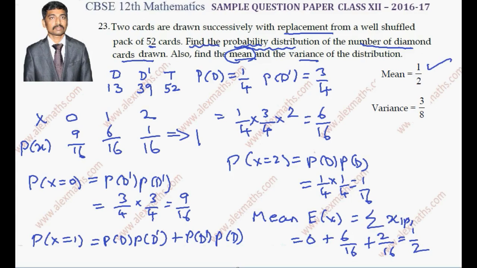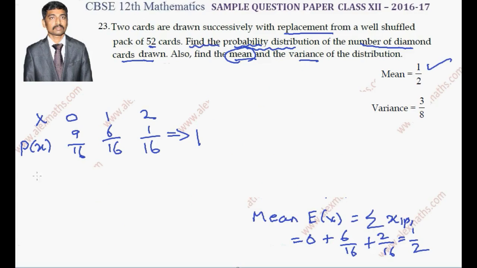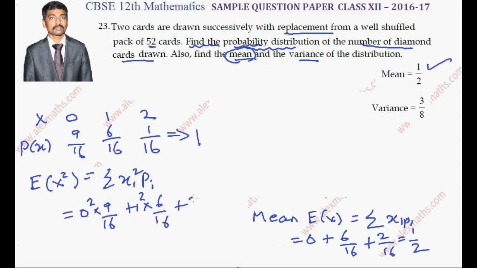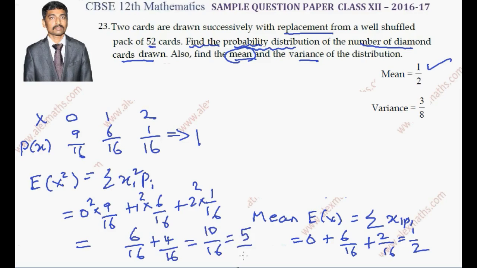Then before finding the variance, we have to find what is E of x square. It means we have to square x and multiply with corresponding probability. So 0 square into 9 by 16, which is anyway 0, plus 1 square into 6 by 16, plus 2 square into 1 by 16. Totally we get 6 by 16 plus 4 by 16. It is 10 by 16. We can reduce it as 5 by 8.